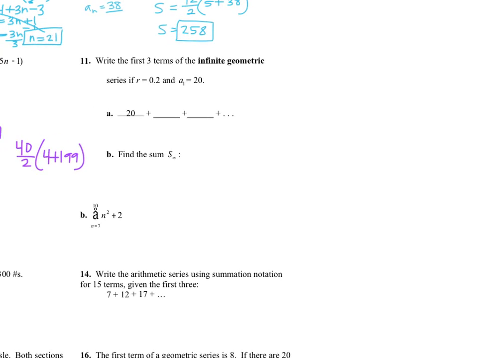Number 11 here, write the first 3 terms of the infinite geometric series if r is 0.2 and a sub 1 is 20. So you're going to take that 20 with a common ratio of 0.2. You're just going to go times 0.2, and you get a 4 right here. Then you're going to multiply by 0.2 again, and you get 0.8 for that one.